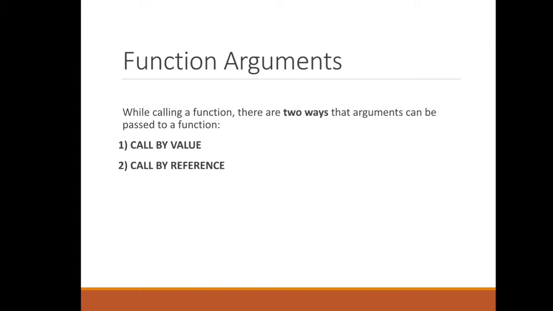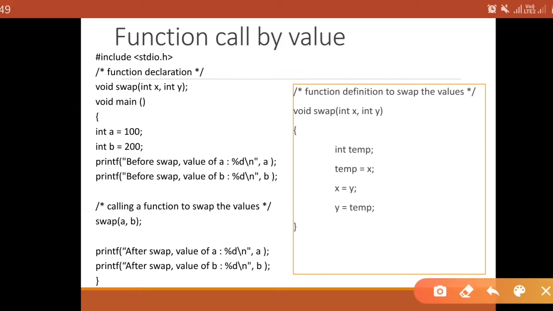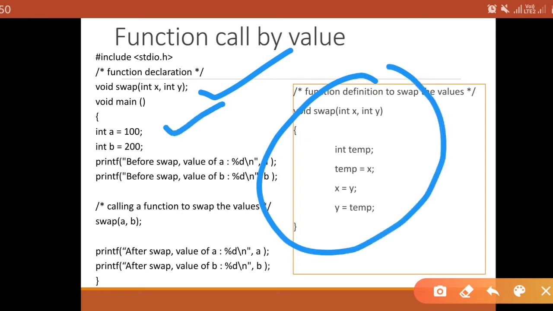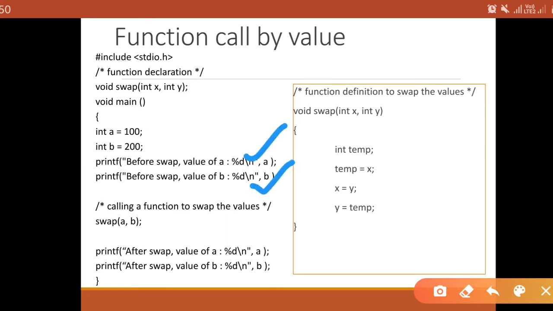When we call any function, the value of the actual argument is copied into the formal argument. We will understand with the help of an example. Consider the example as shown in the figure. We have one swap function declaration, and this is your function definition. We have two variables a and b. What is the value of a and b here? It will print 100 and 200.